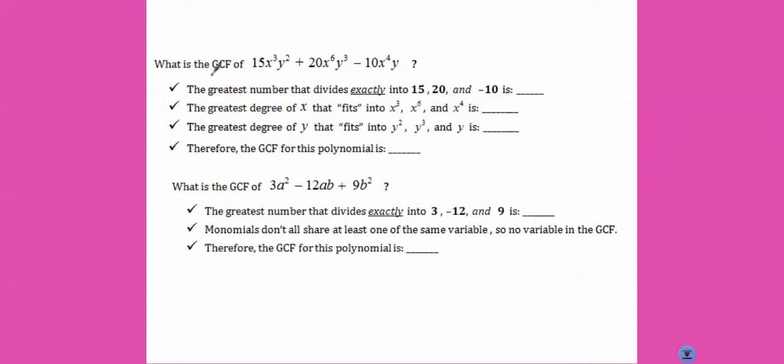So if we want to determine the GCF of 5x cubed y squared plus 20x to the 6th y cubed minus 10x to the 4th y, the first thing we need to know is the greatest number that divides exactly into 5, 20, and negative 10. And that number would be 5.